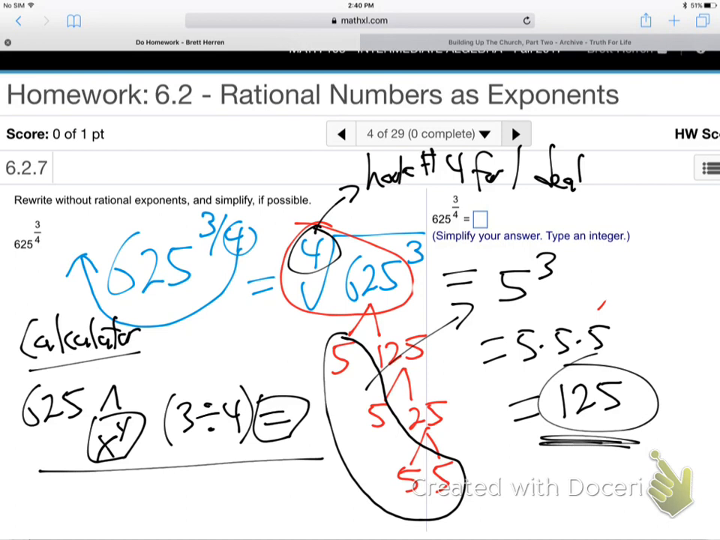Okay, so what are we doing? 625 to the power. The power button is right here on this calculator, the up arrow right there. To the power of parenthesis 3 divided by 4 parenthesis equals 125. Which one is it, the one that has a little X? That up arrow, yeah, that up arrow right there. That's the power. I can do this.